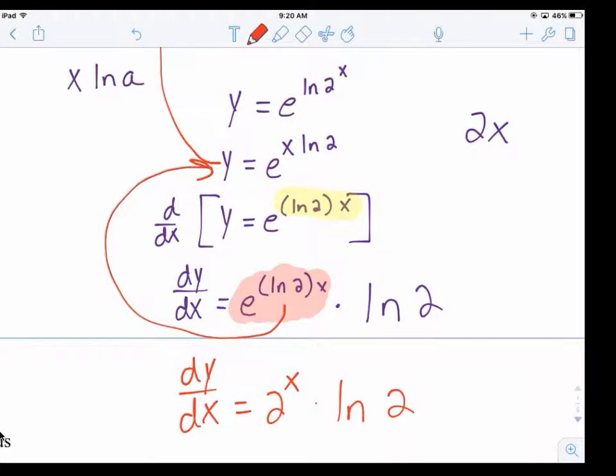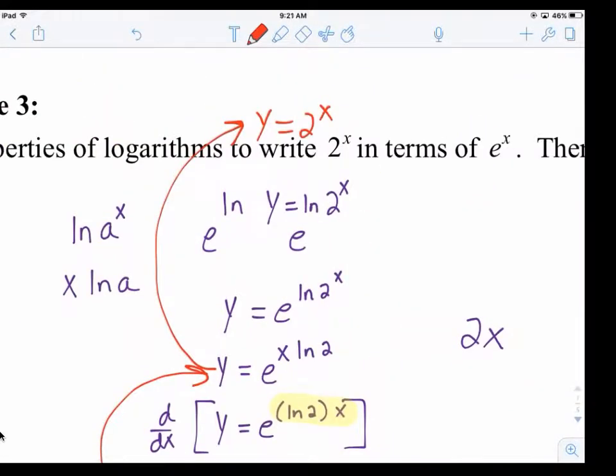Then you have to take the derivative of the exponent. Right? This is your exponent, so you need to take the derivative of that. So we started with y equals e to the x times the ln of 2, and even before that, we started with y equals 2 to the x. So you're just using substitution.